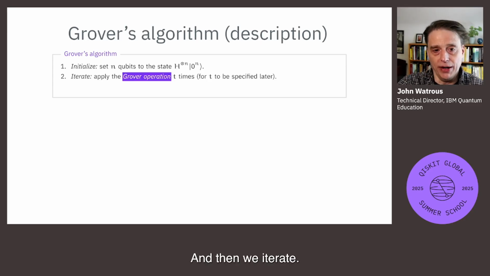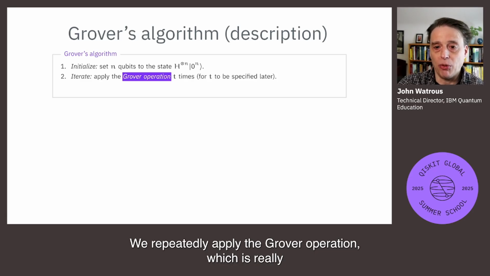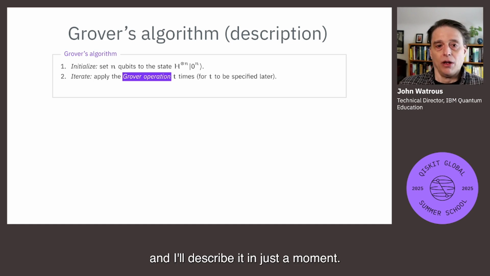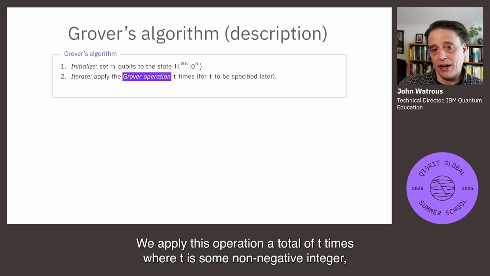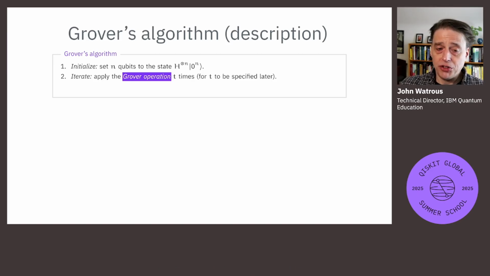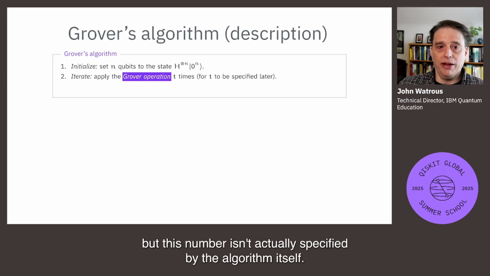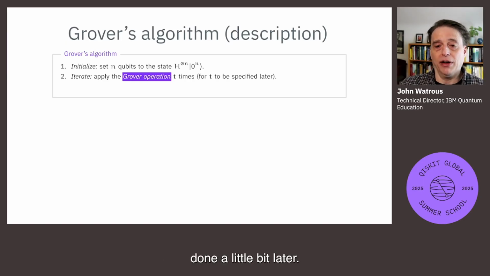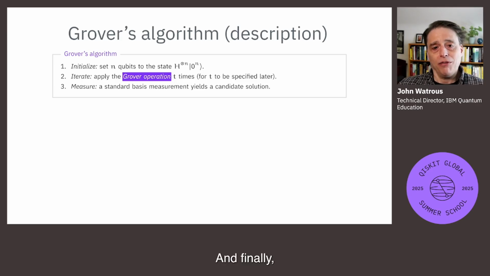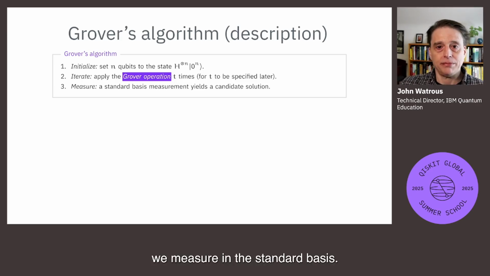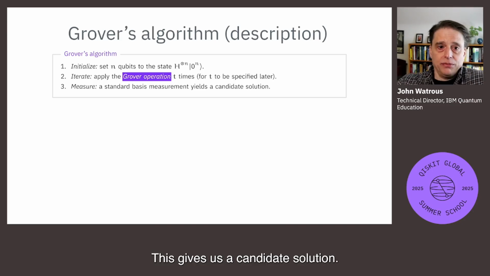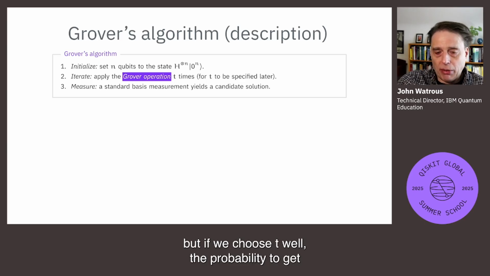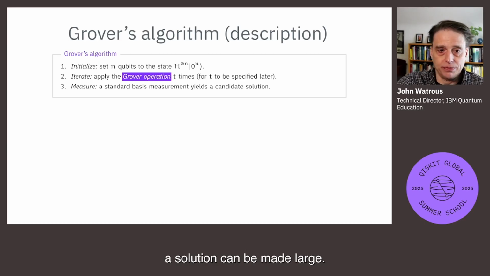And then we iterate. We repeatedly apply the Grover operation, which is really the heart of the algorithm, and I'll describe it in just a moment. We apply this operation a total of t times, where t is some non-negative integer, but this number isn't actually specified by the algorithm itself. We have to choose t somehow, and we'll talk about how that's done a little bit later. And finally, we measure in the standard basis. This gives us a candidate solution. There's no guarantee that it actually is a solution, but if we choose t well, the probability to get a solution can be made large.